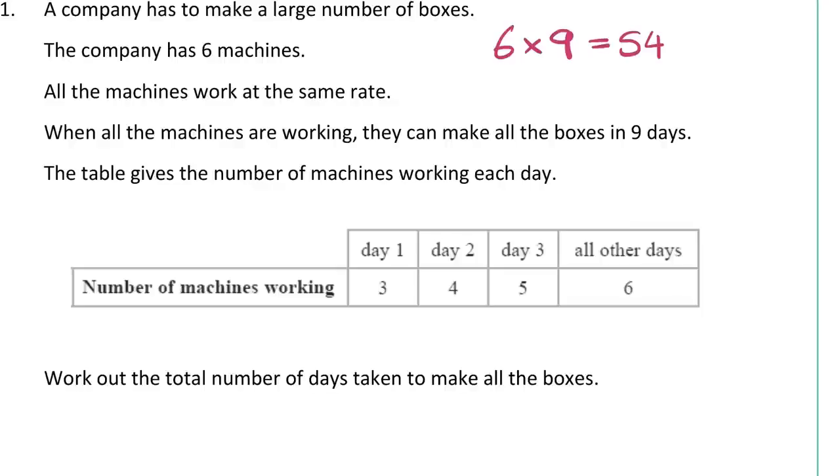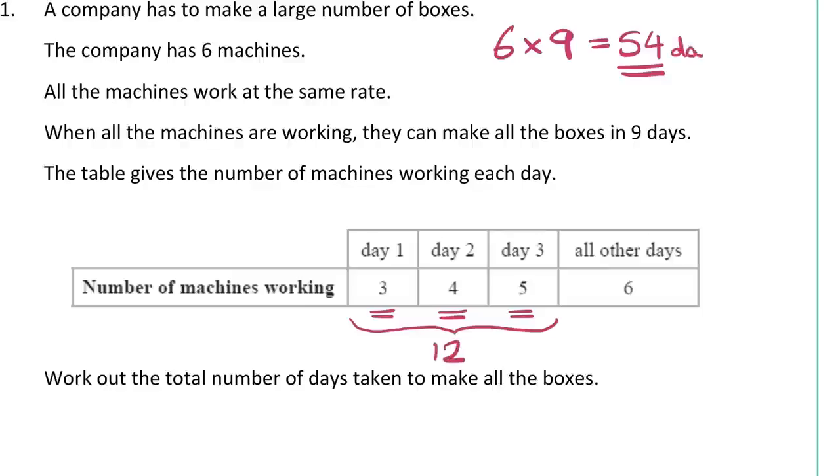So if it takes 54 days in total for one machine, well, let's have a look at how many days or machine days we have going on in this scenario. Now it says on day 1 we have 3 machines, and if we think about these as days, well, day 1 we've got 3 days of work being done. Okay, it's 3 machines, but they're all working on day 1, so that's 3 days worth of work. We have 4 days worth of work on day 2 and 5 days worth of work on day 3, based on the number of machines. Now in total, if we add those together, that's 12 days of work.